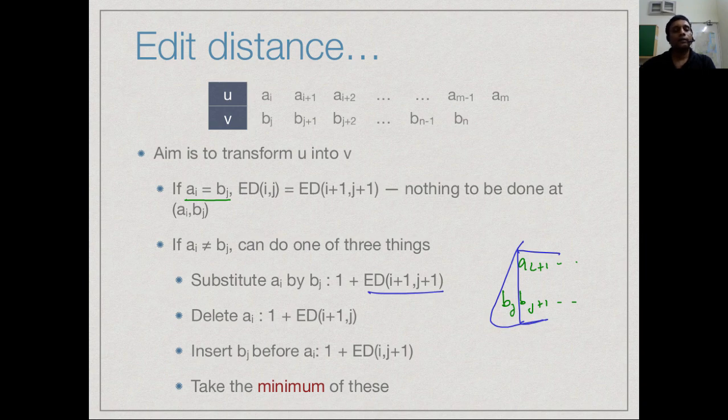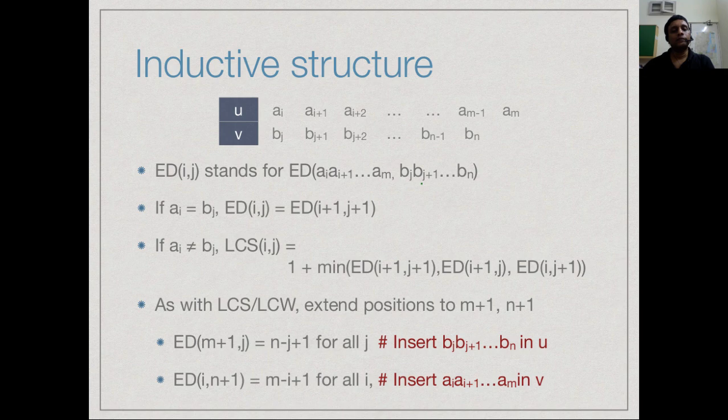And finally, the last thing which I could have done is to introduce this BJ at the beginning. So now these two things match up, and I have to look at AI onwards and BJ plus 1 onwards. Whichever of these three requires the minimum work overall is the one I want. So I want to take 1 plus the solution for i plus 1, j plus 1, or 1 plus the solution for i plus 1, j, or 1 plus the solution for i, j plus 1, and take the minimum of these three. So this gives us the final inductive structure that we want.